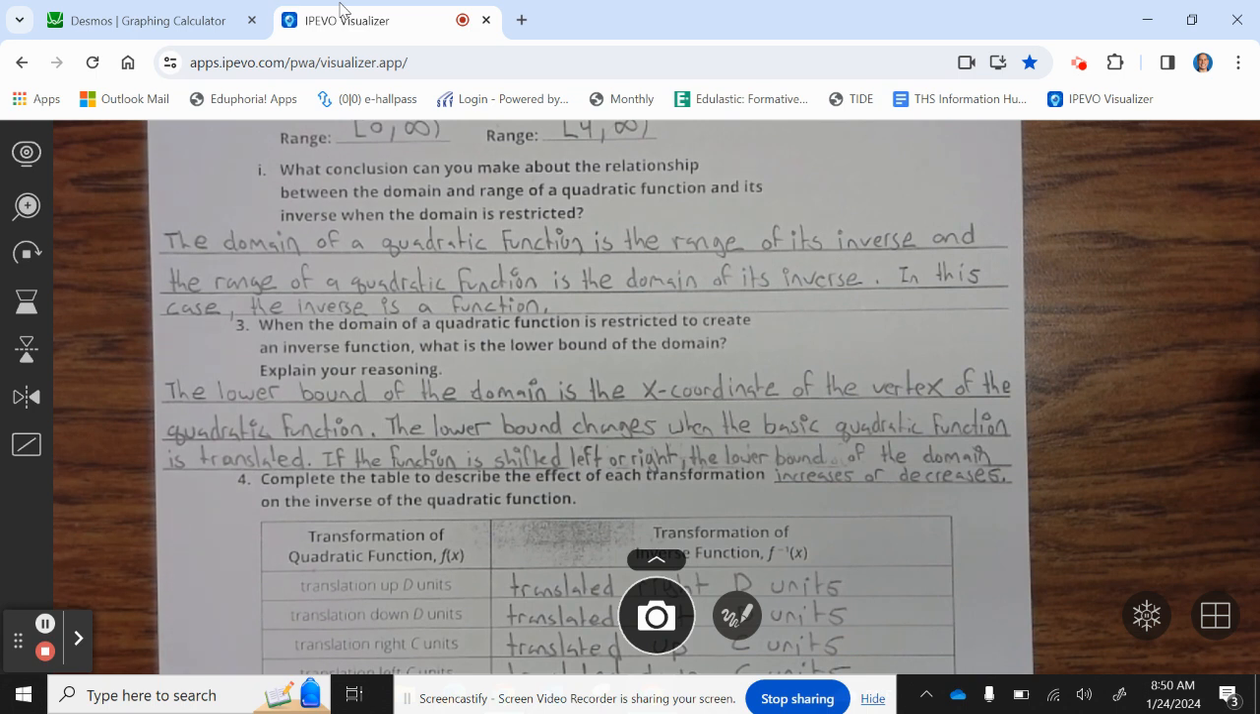2. What conclusion can you make about the relationship between the domain and range of a quadratic function and its inverse when the domain is restricted? The domain of a quadratic function is the range of its inverse, and the range of a quadratic function is the domain of its inverse. In this case, the inverse is a function.